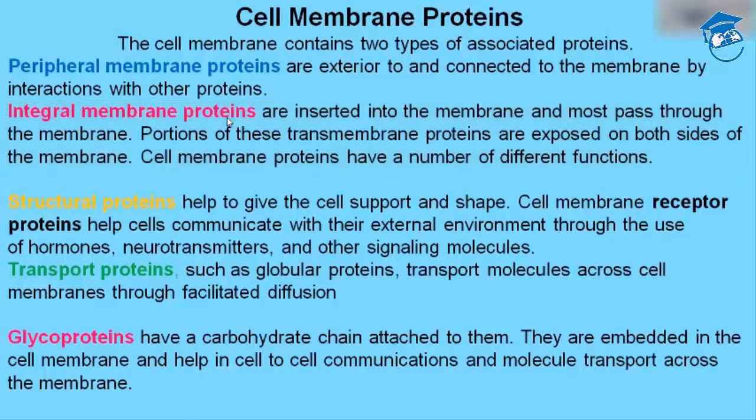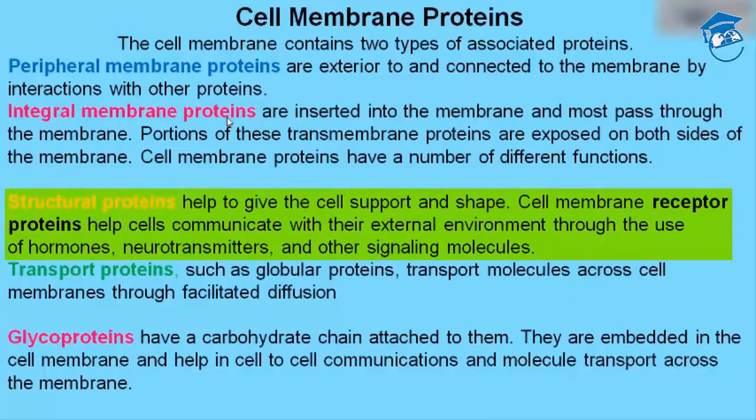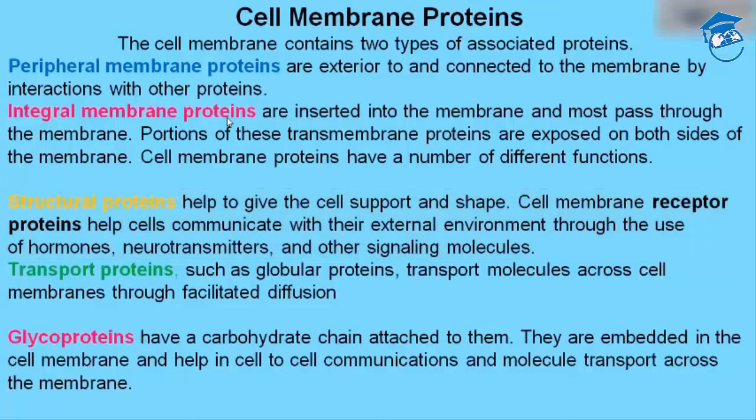Now comes structural protein. Structural protein, as the name implies, gives support and shape to the cell. Cell membrane receptor proteins help cells communicate with their external environment through the use of hormones, neurotransmitters and other signaling molecules. Then comes transport protein, such as globular protein, which, as the name implies, transports molecules across the cell membrane through facilitated diffusion.